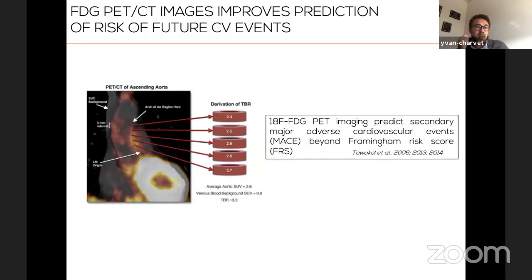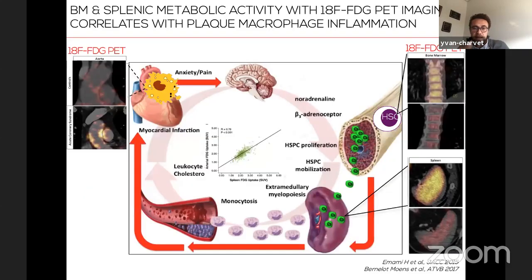So we know from FDG PET CT imaging, using an analog of glucose, which is the 18F FDG, that you can predict secondary cardiovascular events in a large cohort like the Framingham study. And what has been very interesting over the last few years is that the groups of Tawakol and Matthias Nahrendorf have shown that in patients with acute coronary syndrome, you have more glucose uptake at the level of the atherosclerotic plaque.